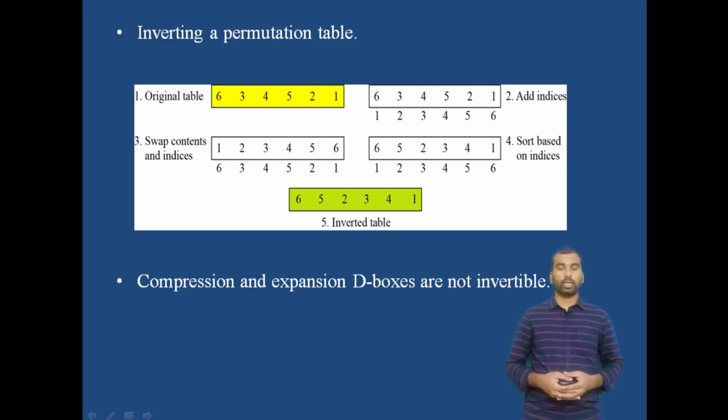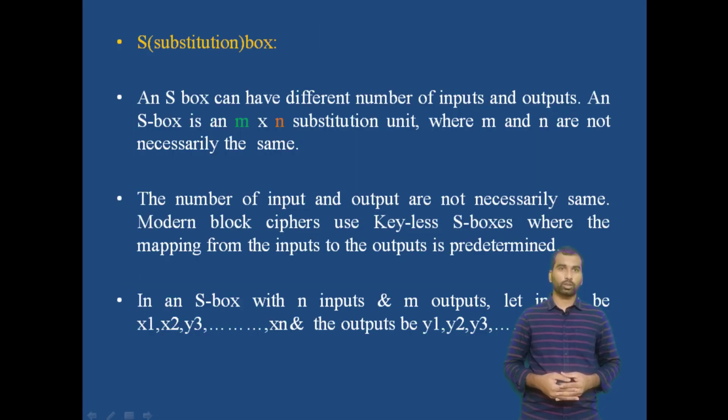The compression and expansion D boxes are not invertible, because in the compression and expansion D boxes we have a different number of inputs and a different number of outputs, whereas in the straight D box we have the same number of inputs and outputs. The next one is the substitution box.